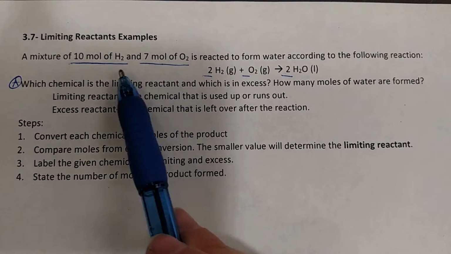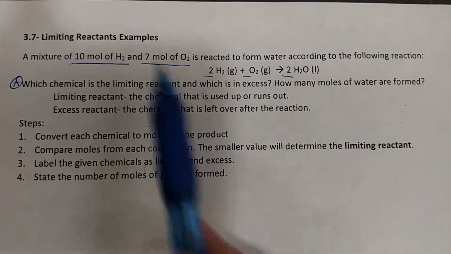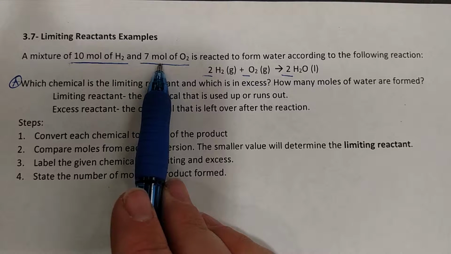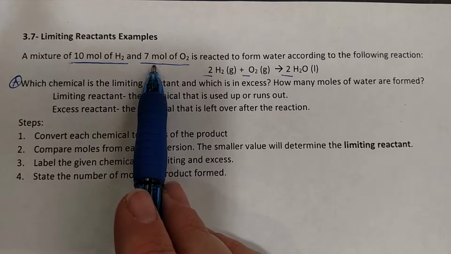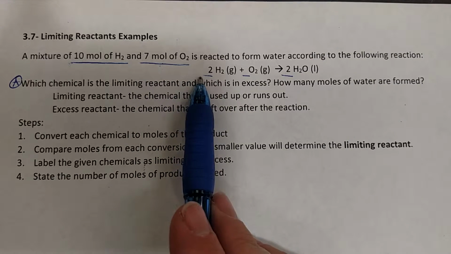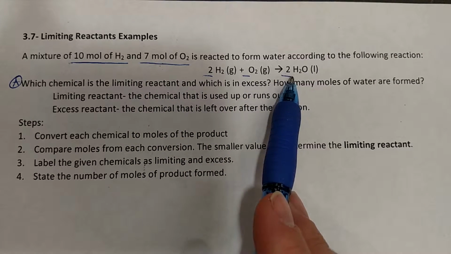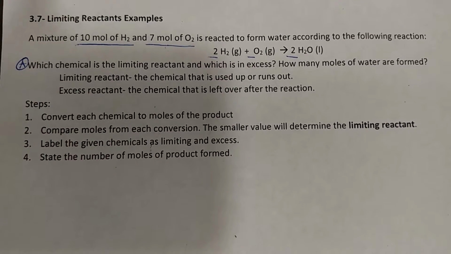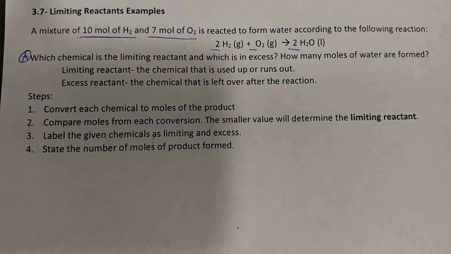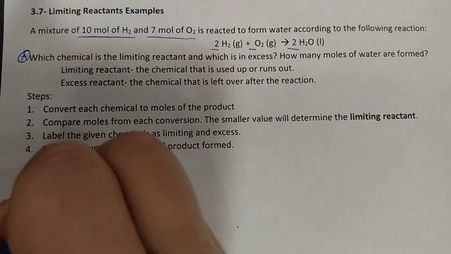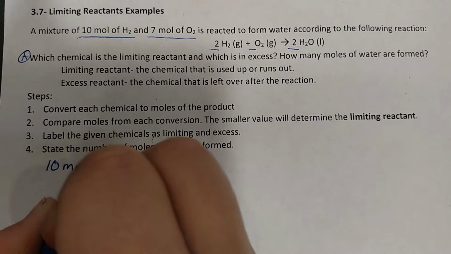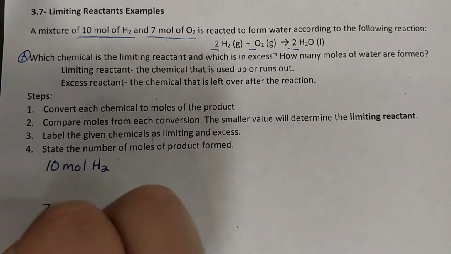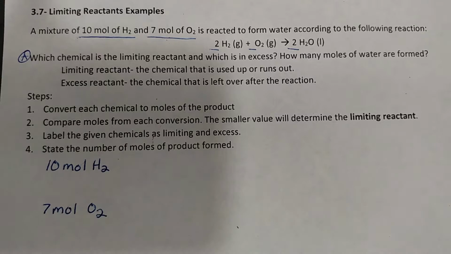These questions are a little bit different because instead of being given one number to solve the equation with, you're given two. So we need to decide which reactant is controlling the reaction and giving us our amount of water, our product. So the approach that I take to this is by starting with the moles of each reactant, so 10 moles of hydrogen and 7 moles of oxygen.